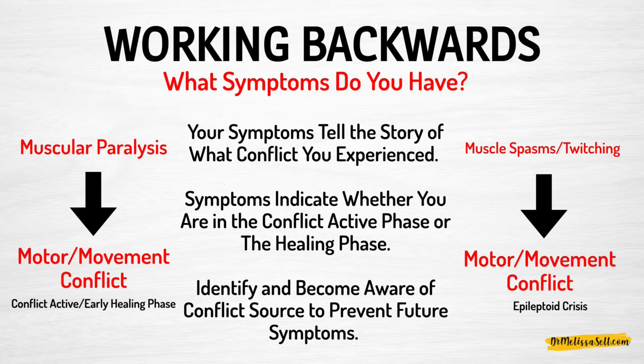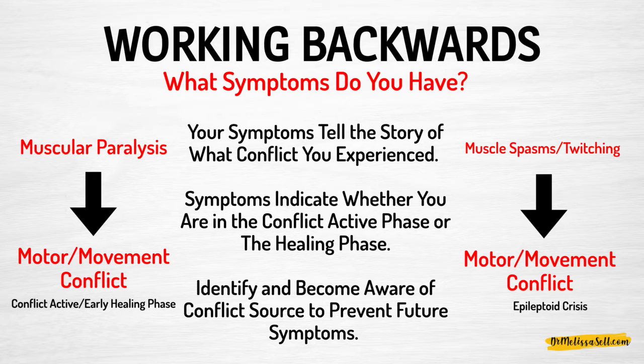So a couple examples here of what it looks like to work backwards in this way. First, something like muscular paralysis. This is due to a motor or movement conflict. And you'll have this response of paralysis during the conflict active phase or the early part of the healing phase. Now, if you're experiencing muscle spasms or twitching, this indicates that the movement conflict has progressed further and you're now in the healing or epileptoid crisis.